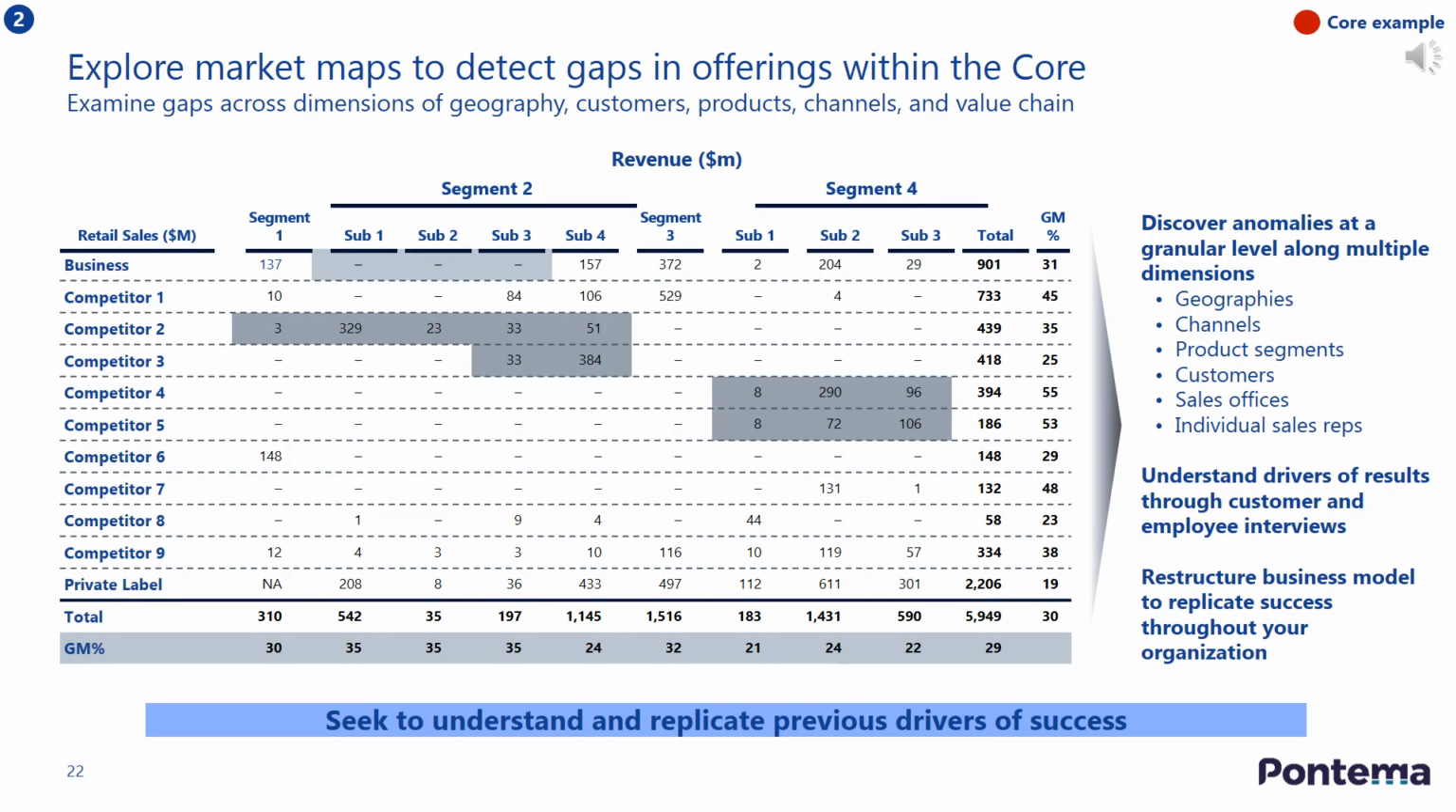Exploring market segmentation maps to detect white space gaps in offerings within the core is a useful way to identify blind spots and previously underserved segments. Gaps can be examined across dimensions of geography, customers, products, channels, and the value chain to uncover any anomalies. Once gaps have been identified, strategy managers should seek to understand if the organization can replicate the previous drivers of success achieved in other core segments.